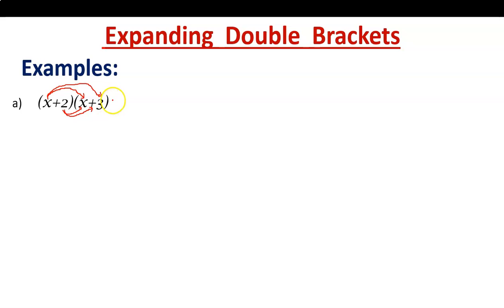So let's start. x times x, x squared. x times 3 is 3x. I finish with x. 2 times x, 2x. And 2 times 3 is 6. So this is what I got. Now collect like terms. The 2 middle terms here are like terms. Add them together. That gives you 5x.